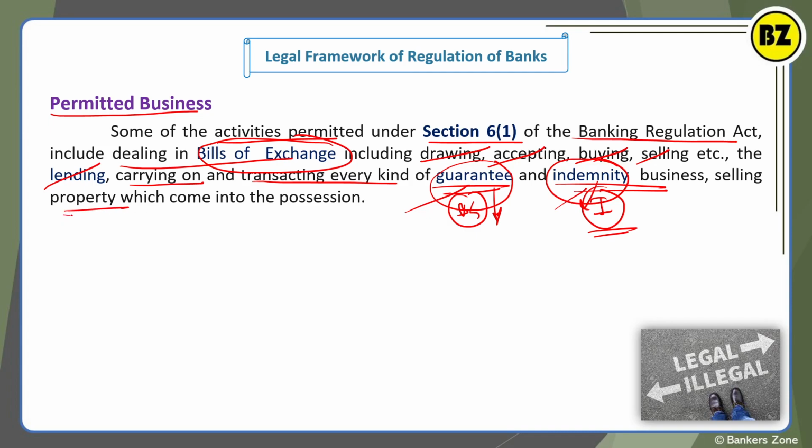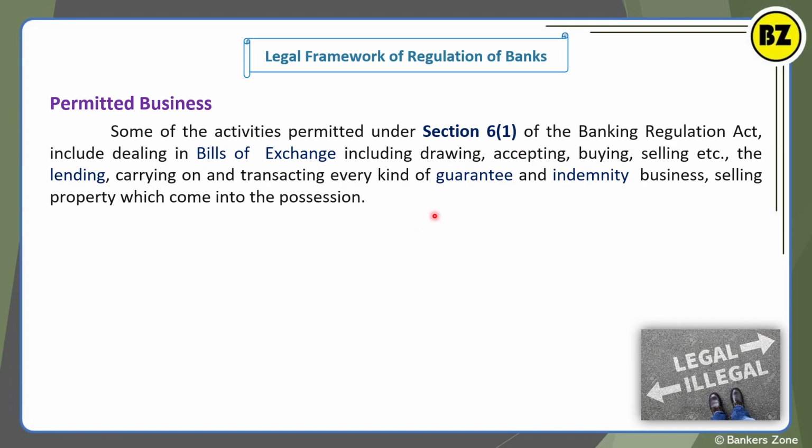Selling the property which comes into possession. If any party does not repay that money, the bank can take possession of that property and the bank can sell that property. So this is the type of activity permitted to the bank, which you have to remember. Simply, Section 6(1) gives the list of the activities that a bank can do.